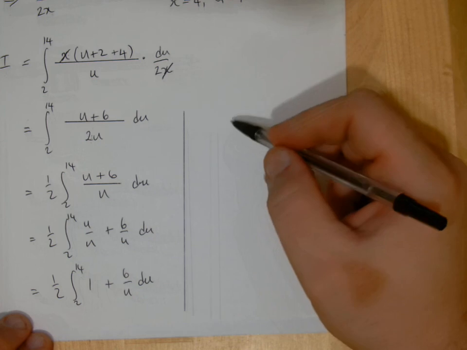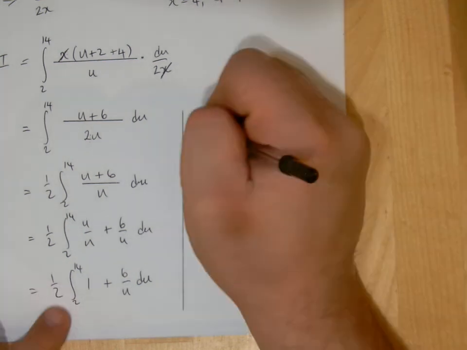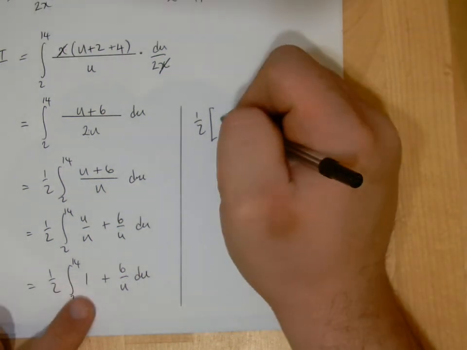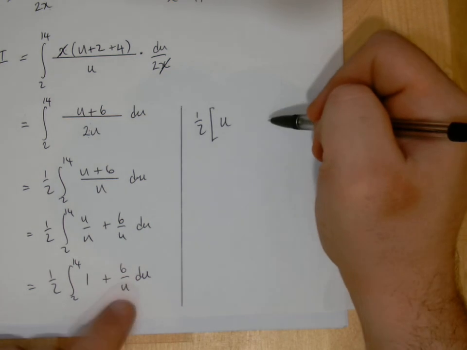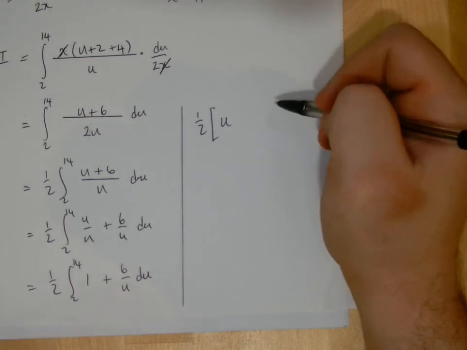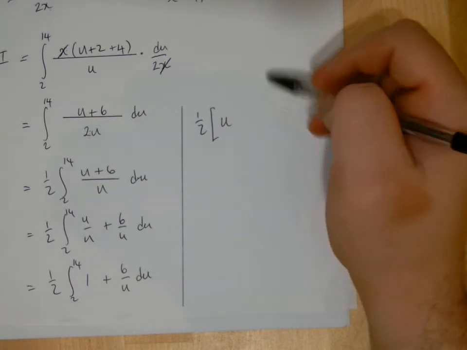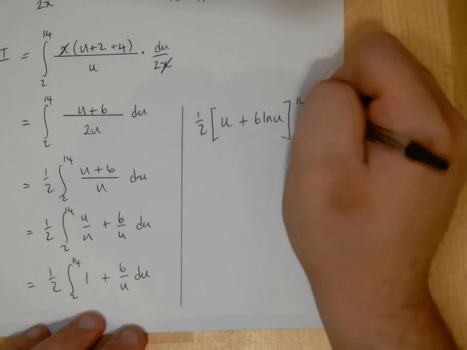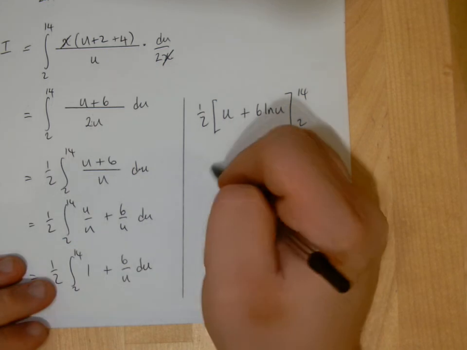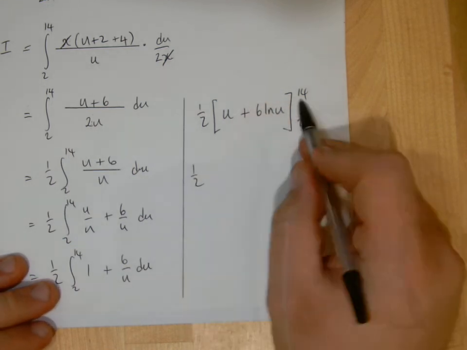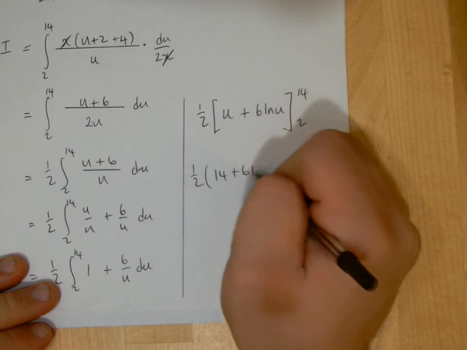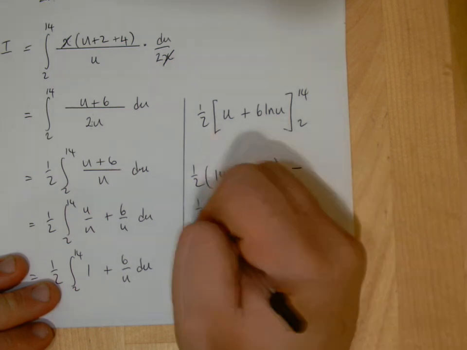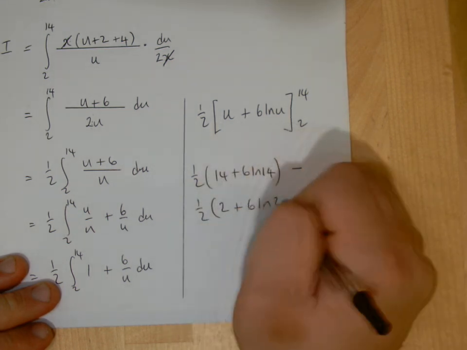Now we can integrate. Don't forget that half. Square brackets, because we've got limits. 1 integrates to become u. And 6 over u, now remember, because it's u on the bottom, it's going to become ln u. If it was 1 over u, it would be ln u. Because it's 6 over u, it's 6 times ln u. And there are our limits. So you've got 1 half, we'll put the upper limit in, so it'll be 14 plus 6 ln 14, take away, always take away the lower limit, so that'll be 2 plus 6 ln 2.